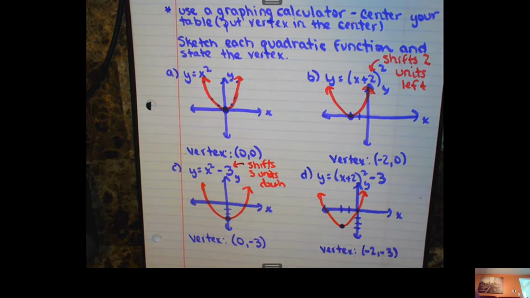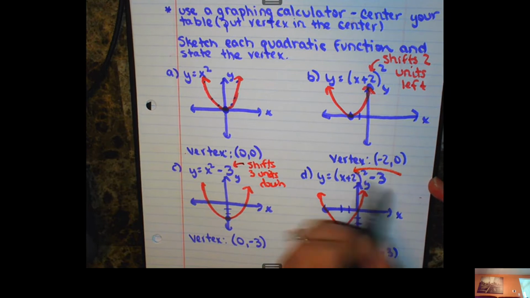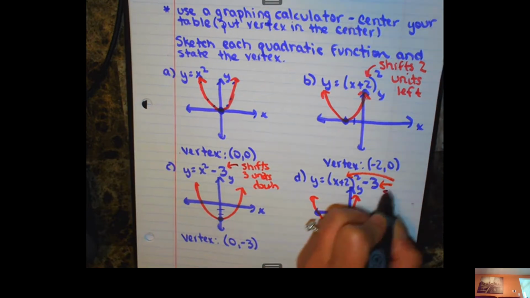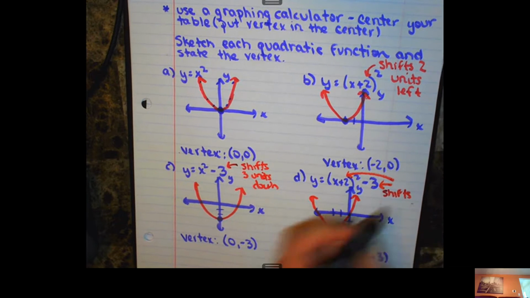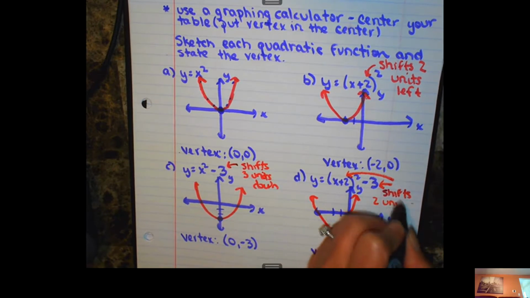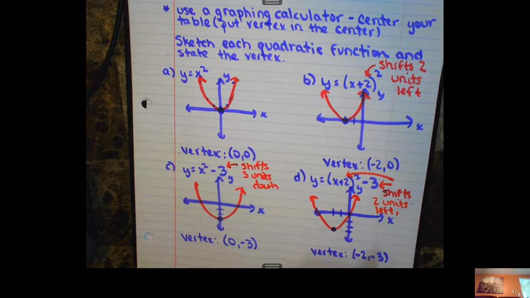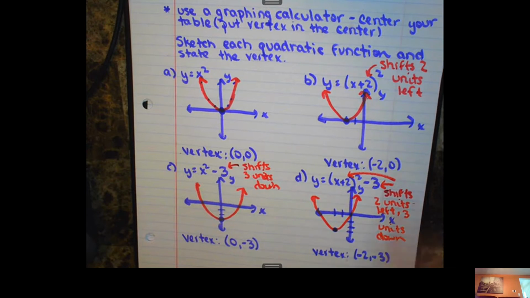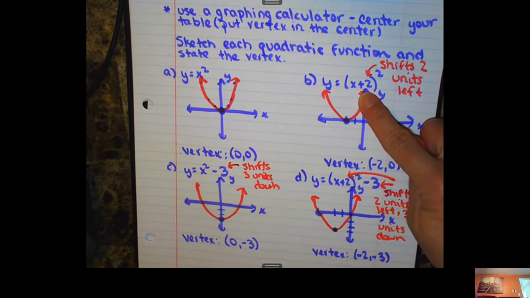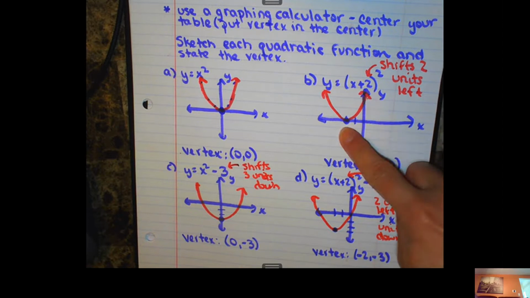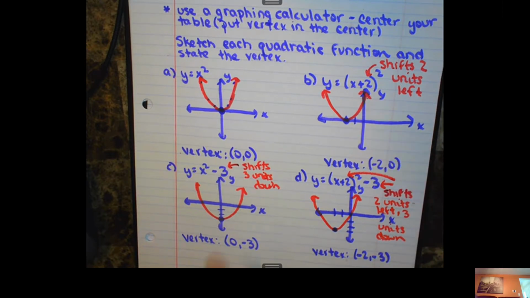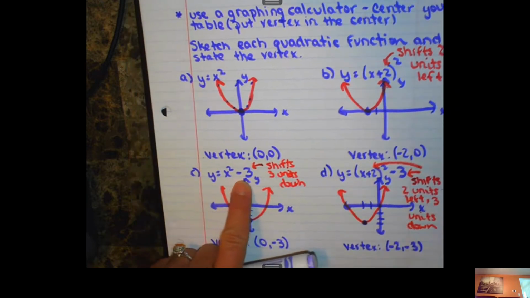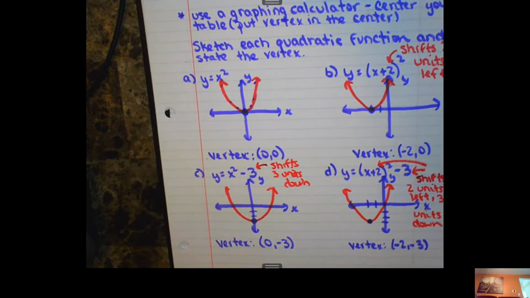And just quickly, I'm going to point to these 2 numbers. So shifts, this plus 2 means it shifts 2 units left. And this minus 3 means 3 units down. So I want you to notice the number in the inside is making it shift left and right, opposite of what you would think. Plus means it's going to the left, subtraction means it's going to the right. The number on the outside is telling you if it's shifting up or down. Minus means it's going down, and plus means it's going up.